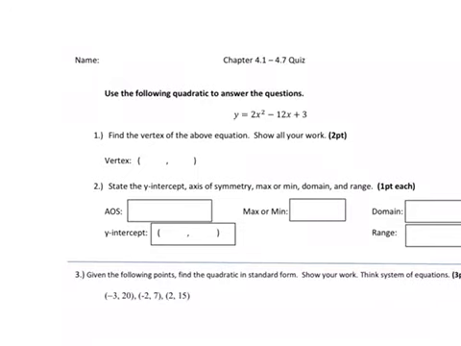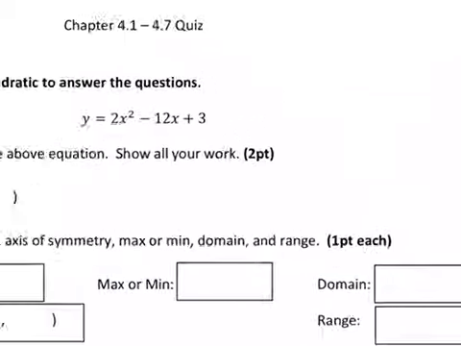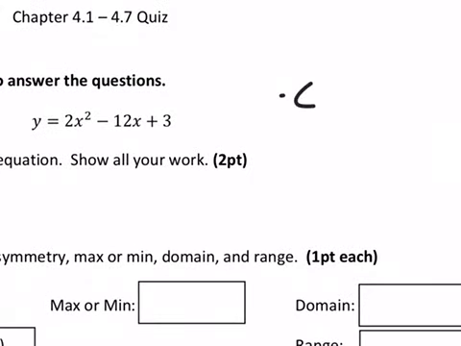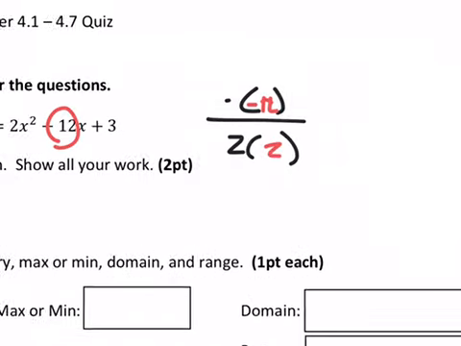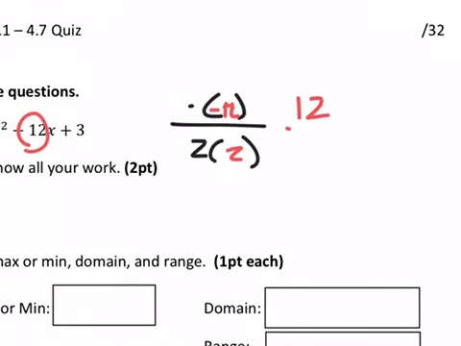Alright, so here we're going to look at the chapter 4.1 through 4.7 quiz. Number 1, find the vertex of the above equation. Show all your work. That's utilizing negative b over 2a. Our b value is a negative 12, so we got a double negative situation there. And we got a 2 for our a. So we'll get a positive 12 divided by 4.